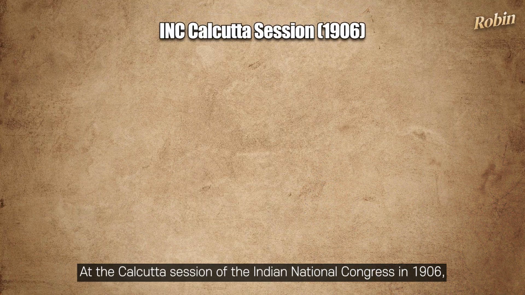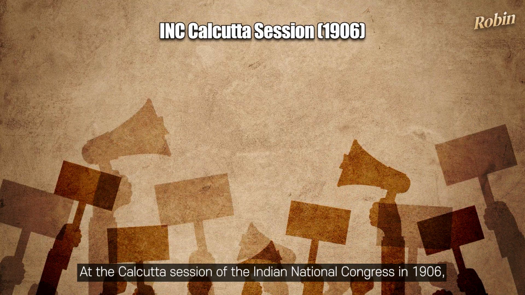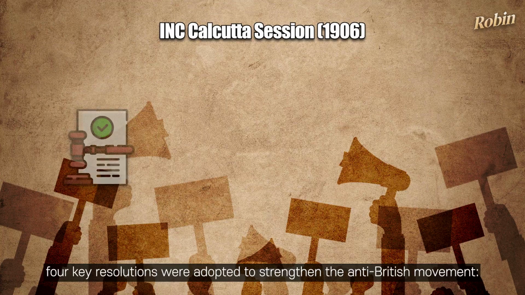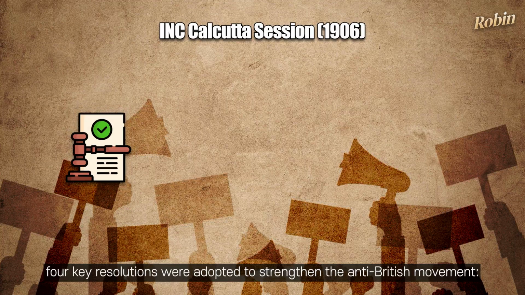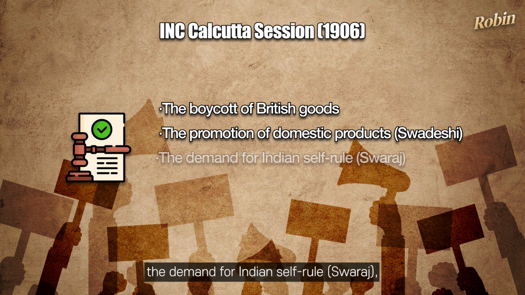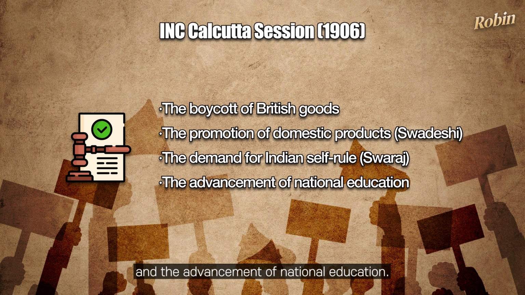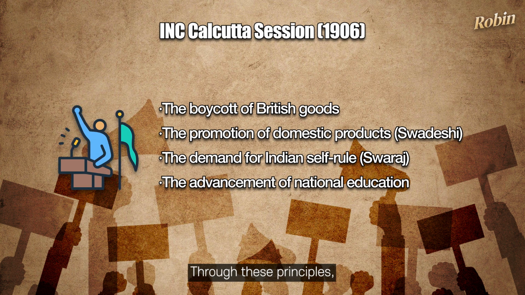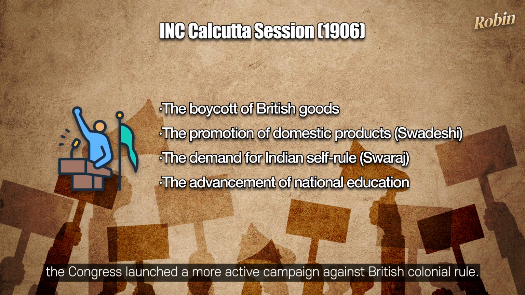At the Calcutta session of the Indian National Congress in 1906, 4 key resolutions were adopted to strengthen the anti-British movement: the boycott of British goods, the promotion of domestic products, the demand for Indian self-rule, and the advancement of national education. Through these principles, the Congress launched a more active campaign against British colonial rule.